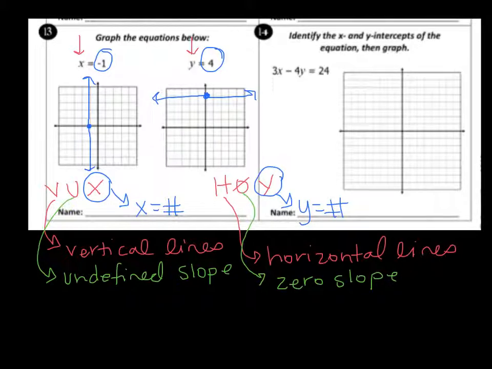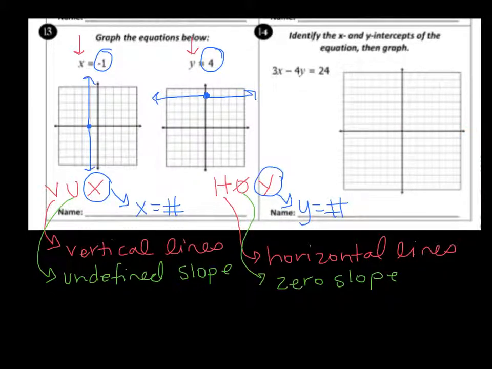All right, for the very last problem, this was the last concept that we kind of touched on briefly that we're going to be doing more in the next couple of weeks. So it asked me to identify the x and y intercepts of the equation and then graph. So notice this is in standard form. I can use standard form to find intercepts, okay? If it's an intercept, then that means that it has to be on the x or y axis.